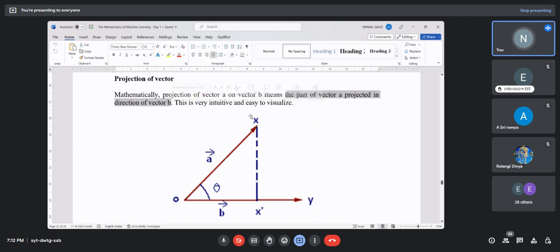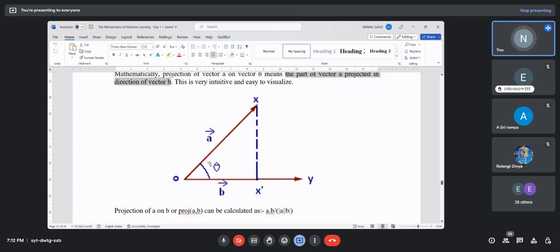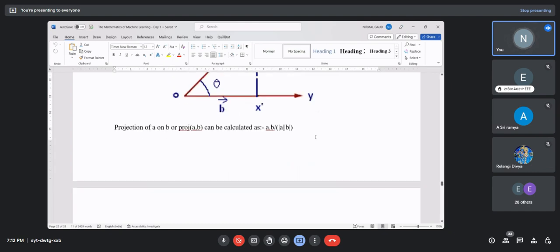And this is how it's visualized. Here, this is your direction of B. This is the B vector, and this is your A vector, and this is your angle theta. So this angle theta means it's A on B. It's a projection. How much angle is between A and B is calculated as vector A dot vector B divided by magnitude of A and B. Here is the result.